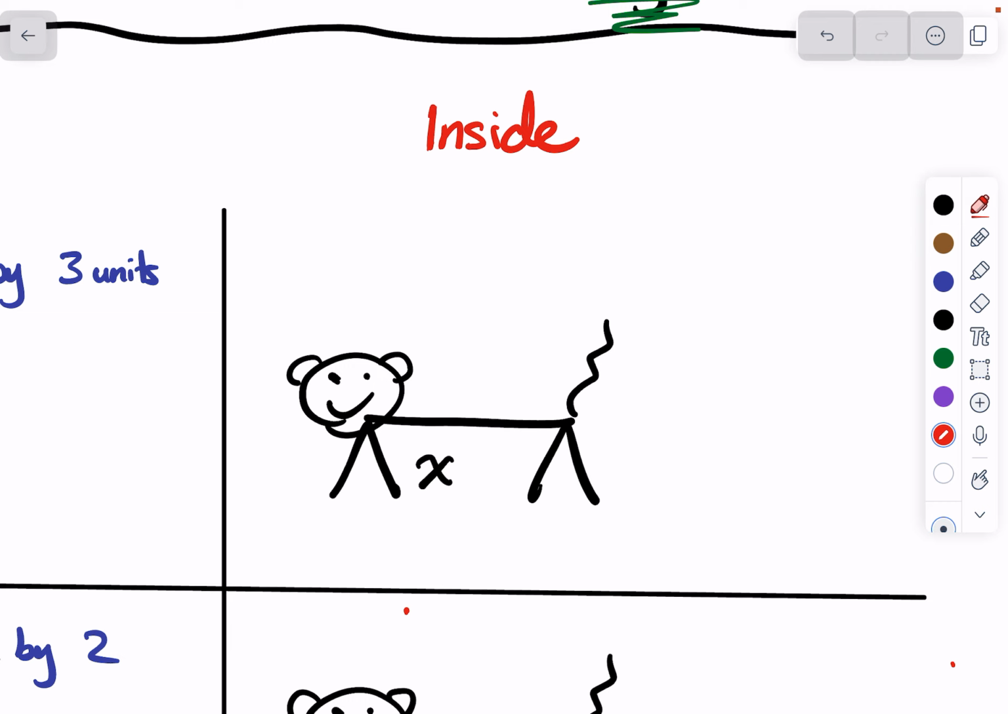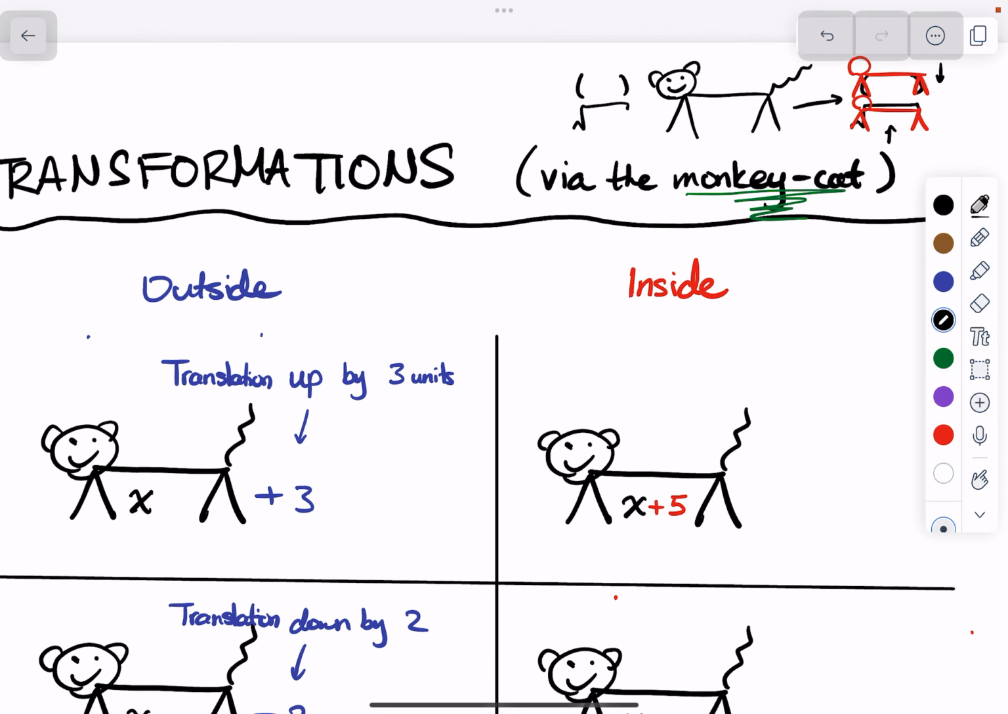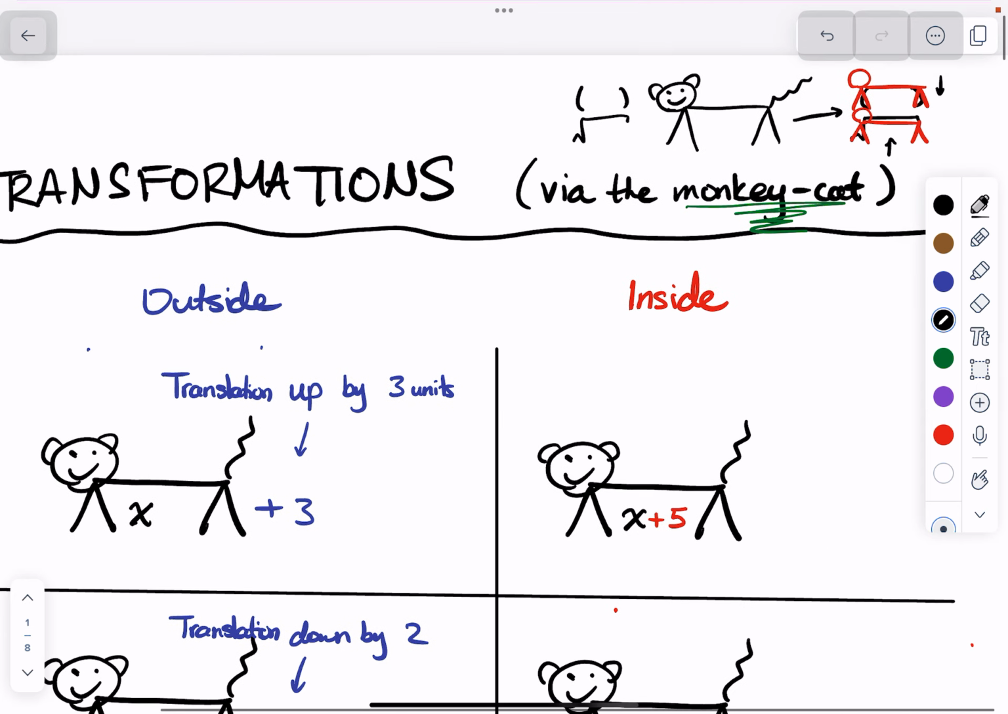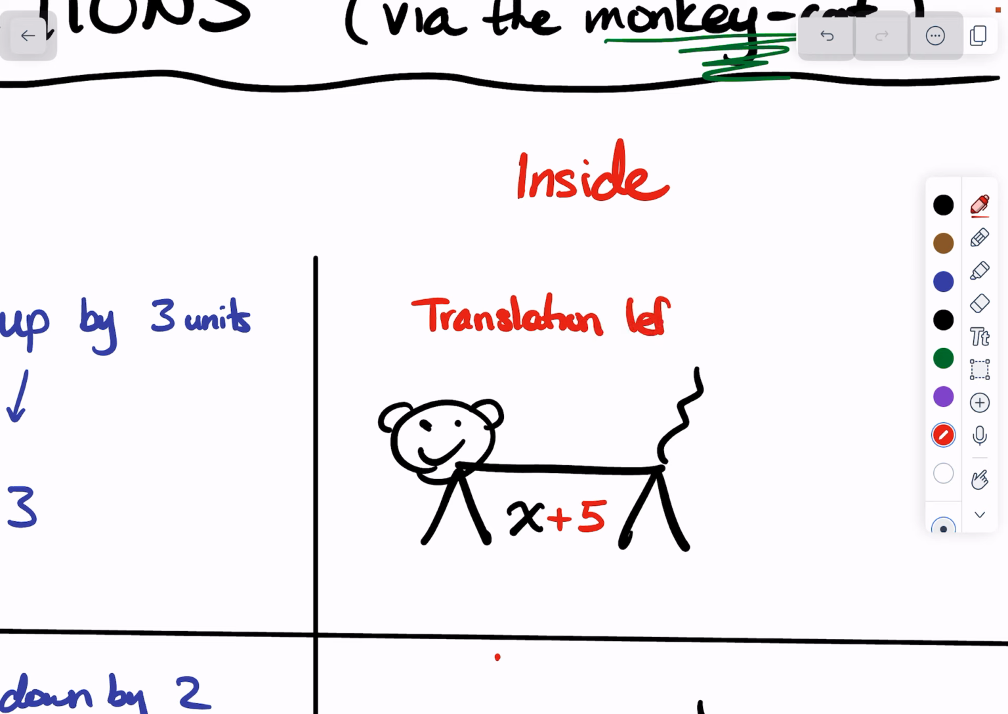Inside of the function, so what happens if I add, let's say, +5, right? And you got to be careful here because your instinct might be to say that the graph is going to move to the right. It's actually not, right? This is going to be a translation to the left by 5.